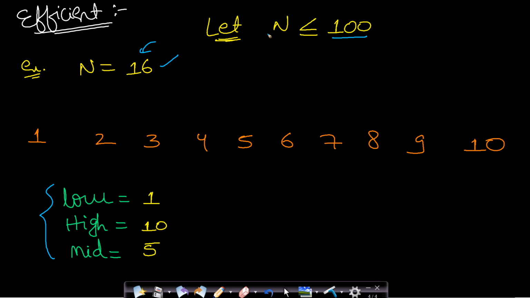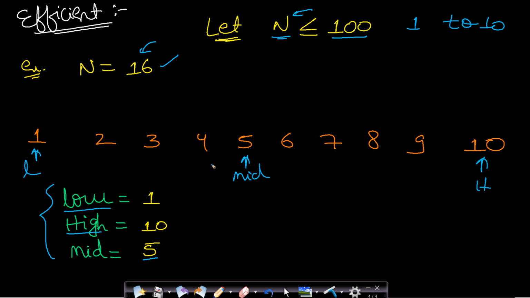Since this n is assumed to be a perfect square, our actual range of numbers will be from 1 to 10 only. Okay, and 10 is the square root of 100. So in order to find whether 16 is a perfect square or not, we can apply binary search. Our low value will be 1, high value will be 10, and mid value will be low plus high by 2, which will be 5. So this is our low value, this is our high value, and this is our mid value.